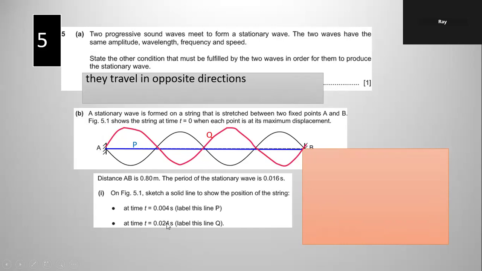Whereas 0.024 is one period and another half a period. So half a period will be this a quarter, then after that another quarter. Can or not? But they said sketch a solid line. Don't let that confuse you. A line can be a curve. Oh, okay, that is their wording. They will always ask you to draw a line. They won't ask you to draw a curve.